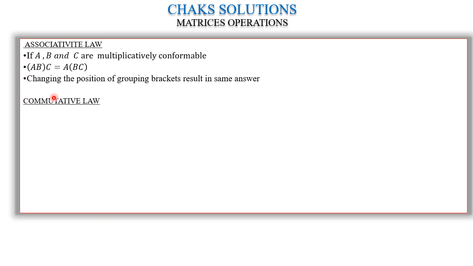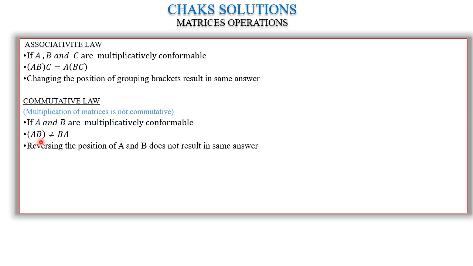Then we go to the commutative law. Here we are saying matrix multiplication is not commutative. If A and B are multiplicative conformable, that is, we can multiply A and B, or B and A, then AB is not equal to BA. Reversing the position of A and B does not result in the same answer. So when you multiply matrix A times B, this is not equal to matrix B times A.